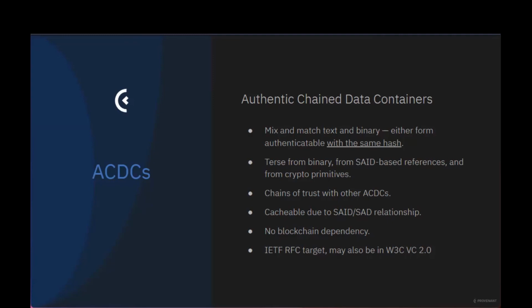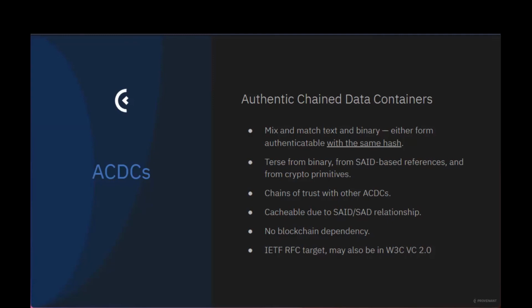You get the terseness, and it comes from several things, not just from one. So unlike CBOR as a representation of verifiable credentials, which only gives you the terseness of binary, this strategy gives you terseness from three things: the binariness, the SED-based references, and the fact that cryptographic elements are primitives in the serialization. We get chains of trust with other ACDCs.